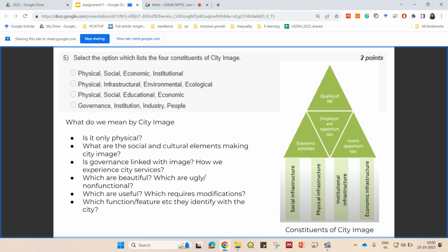But all of these components are based on four key constituents only, which are the social, physical, institutional, and economic. So I hope this is clear.